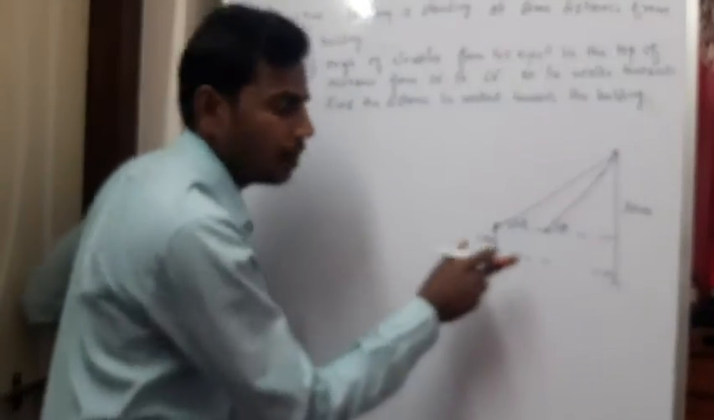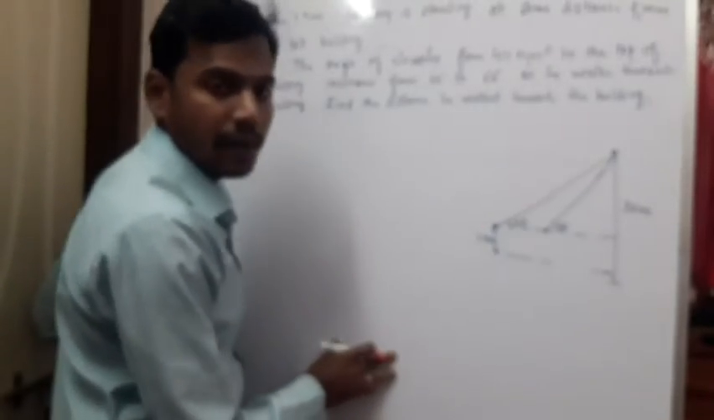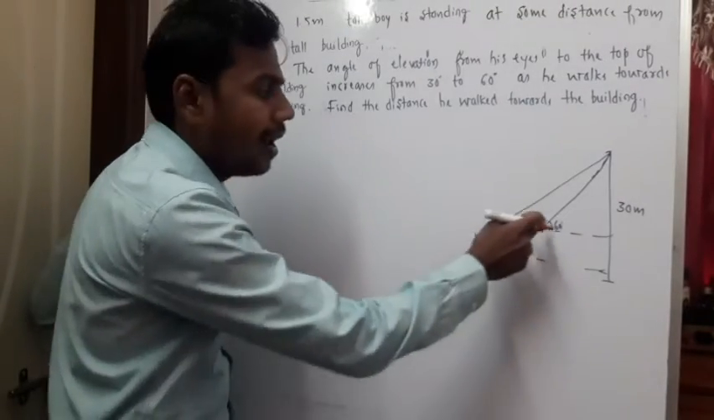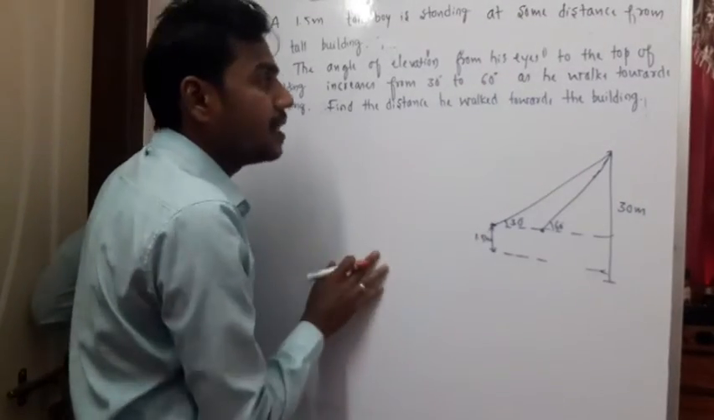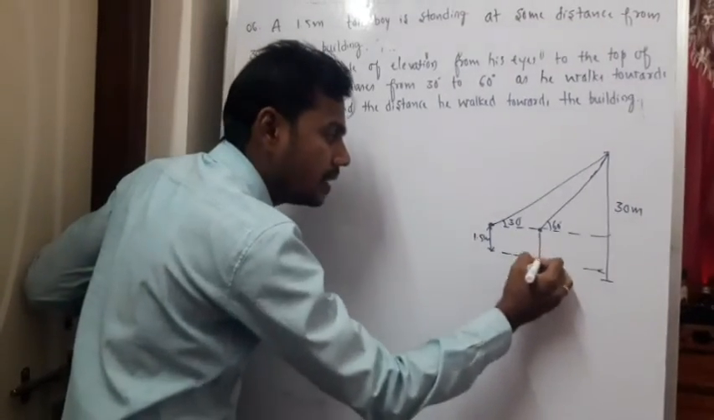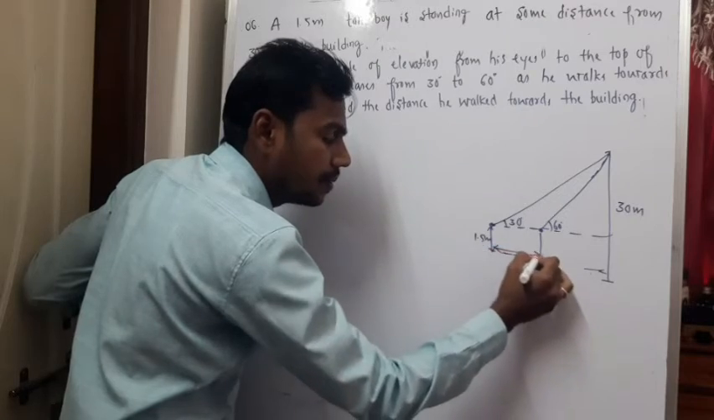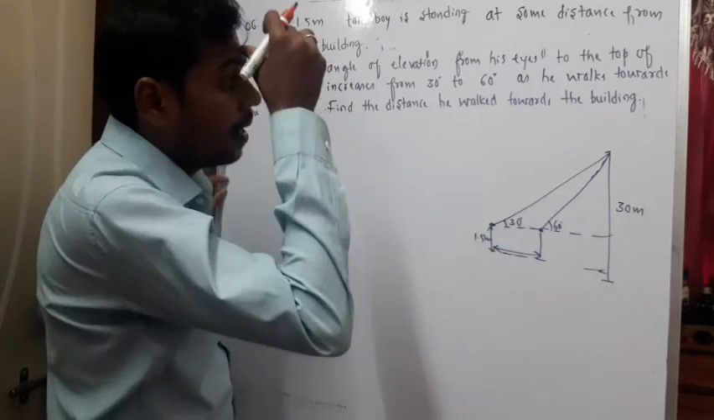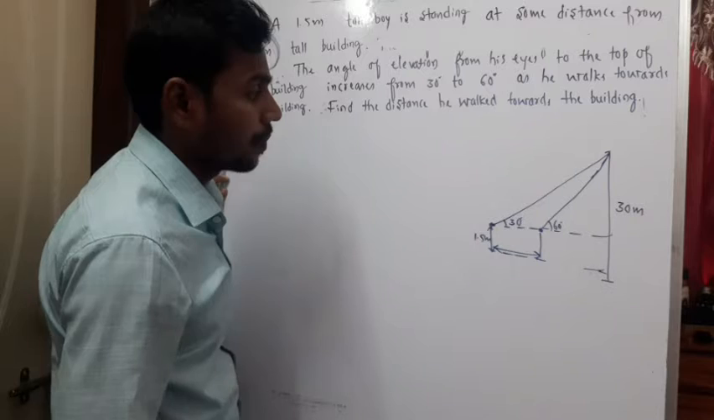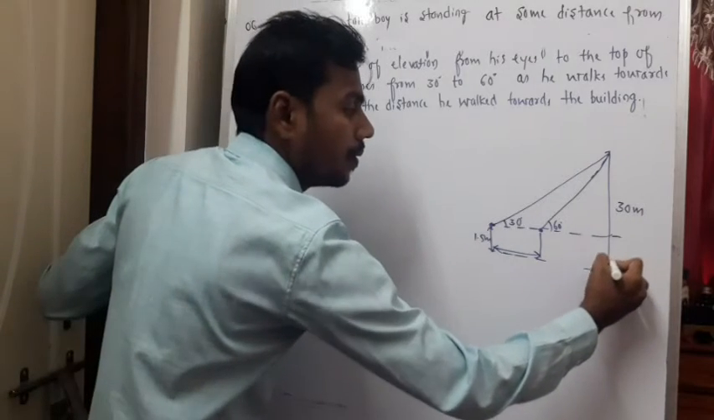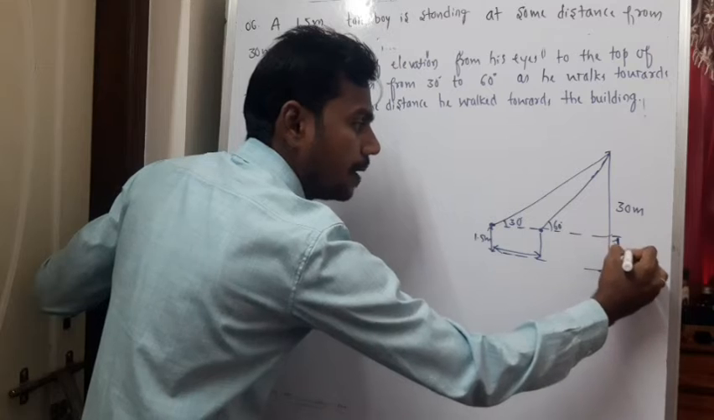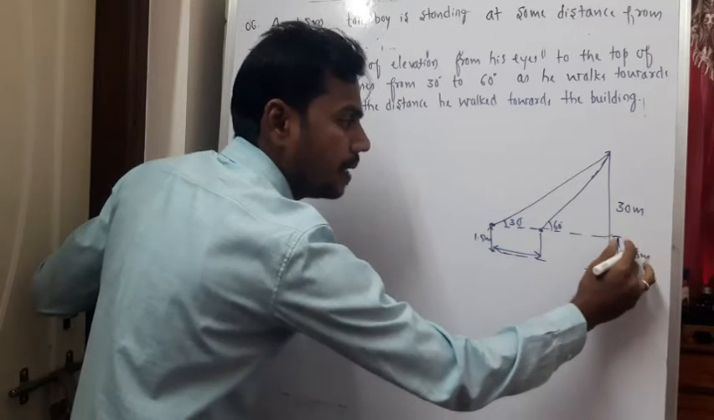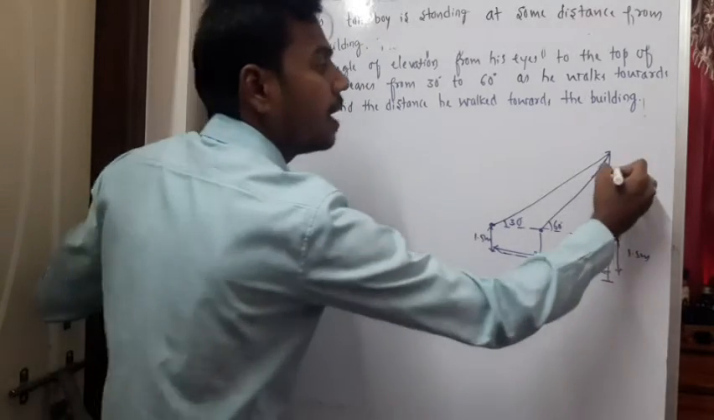Earlier the angle of elevation was 30 degree, and later it changed to 60 degree. Find the distance he walks towards the building. We need to find this particular distance. Now what do we know? This is the ground. This is 1.5 meter. If it is 1.5 meter, then it will be 28.5 meter.